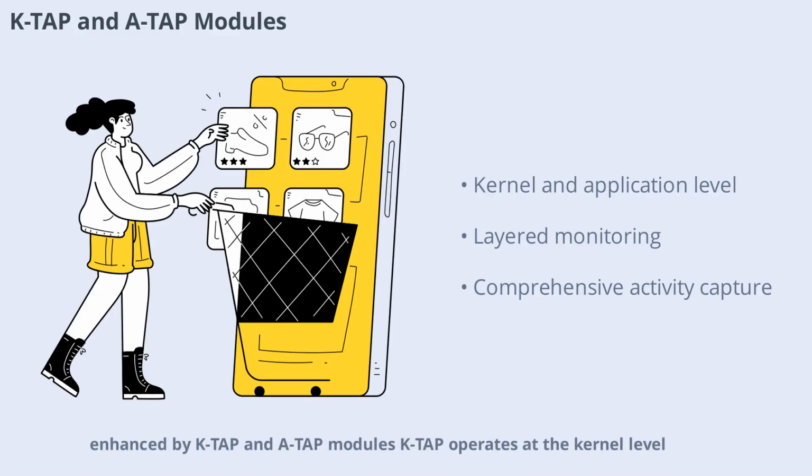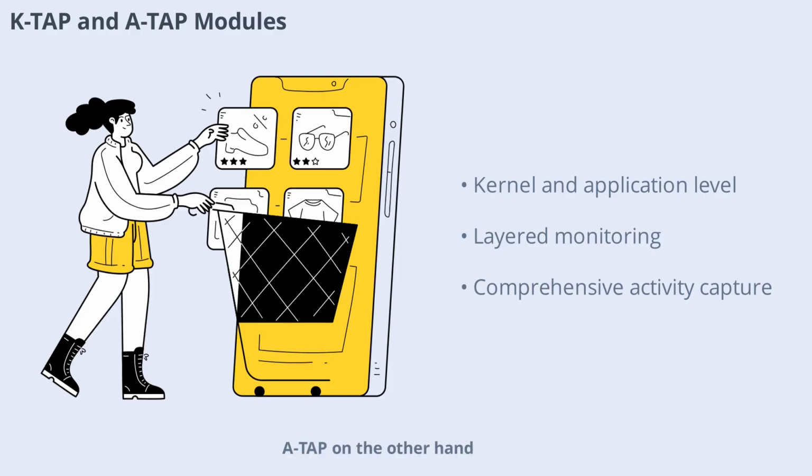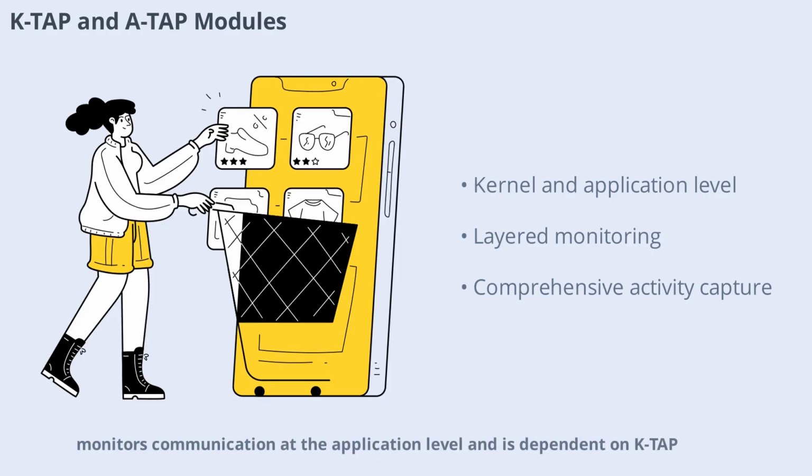Guardium's monitoring capabilities are further enhanced by KTAP and ATAP modules. KTAP operates at the kernel level, hooking into client-server communications and monitoring the DBMS network port. ATAP, on the other hand, monitors communication at the application level and is dependent on KTAP. Together, these modules provide layered monitoring, ensuring that both network and application-level activities are captured for analysis.